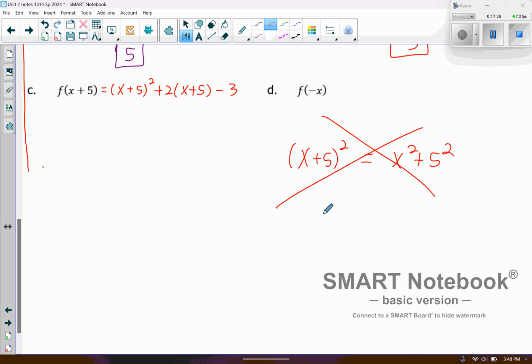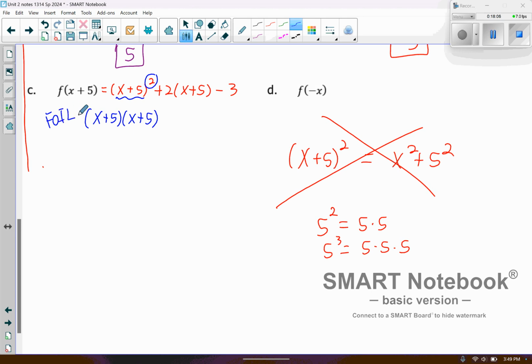So think about this. If I were to ask you, what is 5 squared? You'd say, well, that's 25. And I'd say, well, why? Why is it 25? Well, 5 times 5, right? And if I did 5 to the power of 3, you would do 5 times 5 times 5, right? Okay, well, this is going to work the same way. The x plus 5 squared, that's going to be x plus 5 times x plus 5. And so you're going to have to go ahead in a moment and FOIL this.